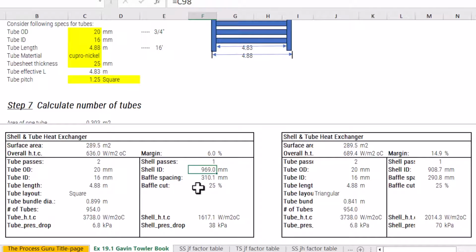We can also see that if the diameter is increasing, the shell side pressure drop is reduced further. So here in the base case, we have 70 kilopascal. Here it is 38 kilopascal. If you look at the overall heat transfer coefficient, that is somewhat reduced, maybe because of less pressure drop, less turbulence. That's why. Okay, interesting.